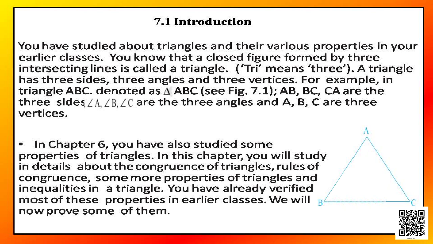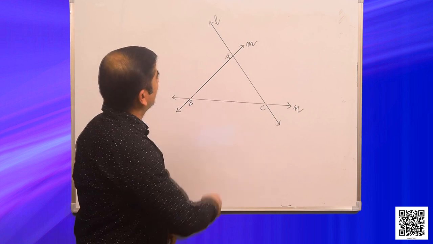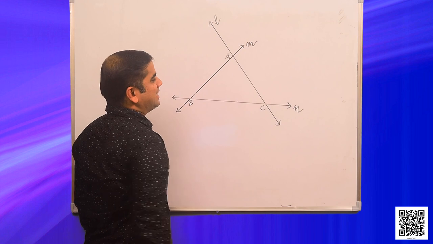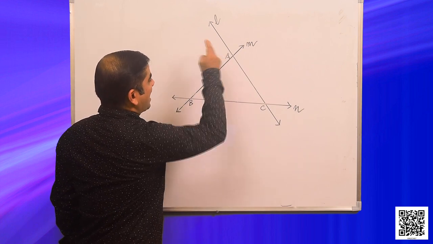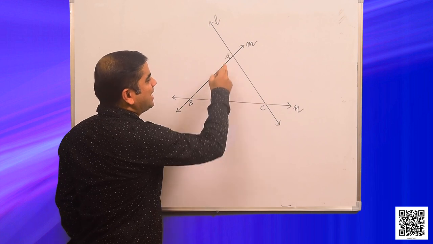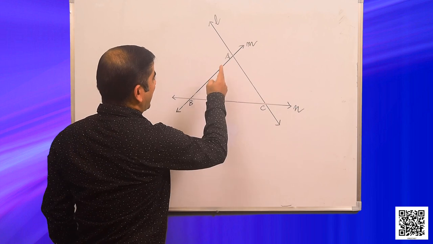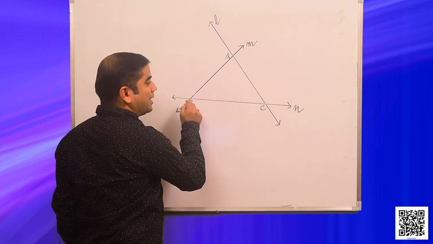You know that a closed figure formed by the intersecting lines is called a triangle. So students, as you can clearly see, line L, line M and line N are intersecting each other. Line L and line M are intersecting each other at point A. In the same way, line M and line N are intersecting each other at point B.